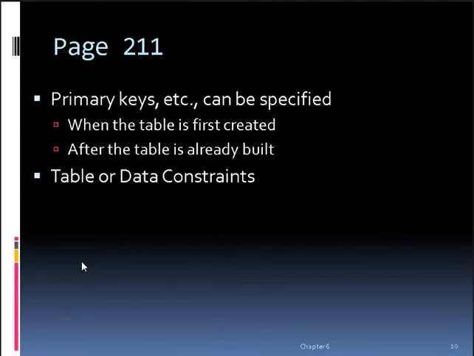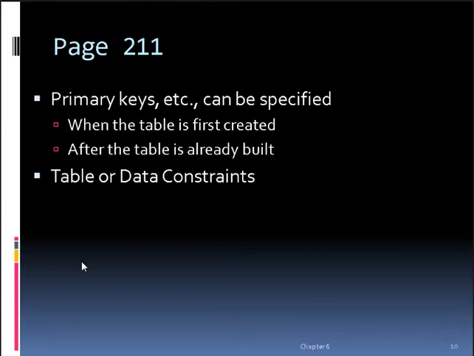Next, we get into primary keys. And a primary key, as you will recall, is a unique identifier for each entity instance within a table. Now, they can be assigned when the table is first created or after the table is created. Remember, if you do it after the table's created, you're going to have to go in and assign a primary key to all of those existing entity instances that don't have primary keys. We can look at that a little bit later.